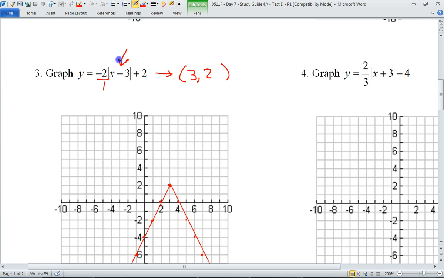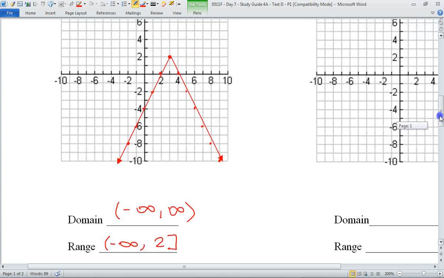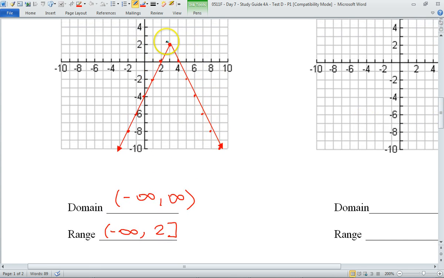Remember that inside the absolute value, things happen the opposite of what we would normally think. So negative 3 will actually take you to the right. So the range is going to be what, sir? Negative infinity to 2 with a square bracket. Okay, bottom to top. Make sure you put 2, not 3 up there.